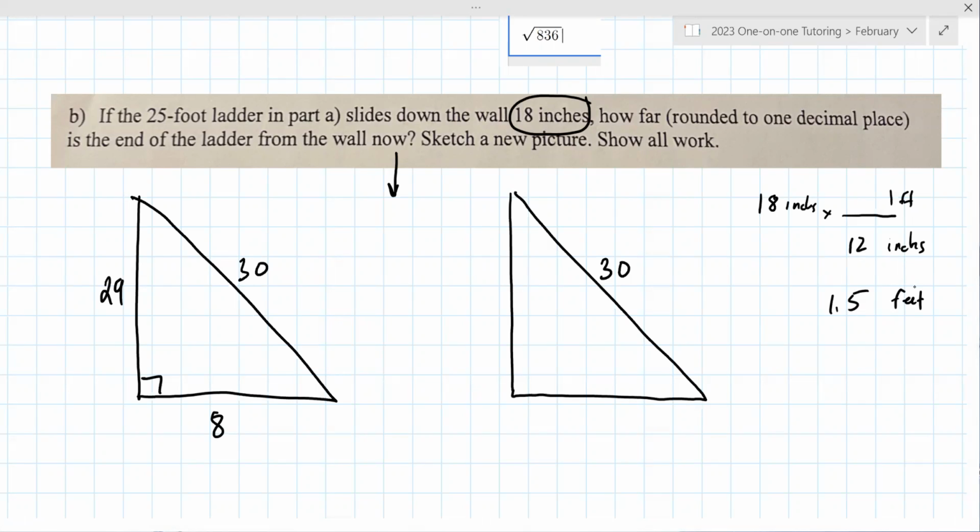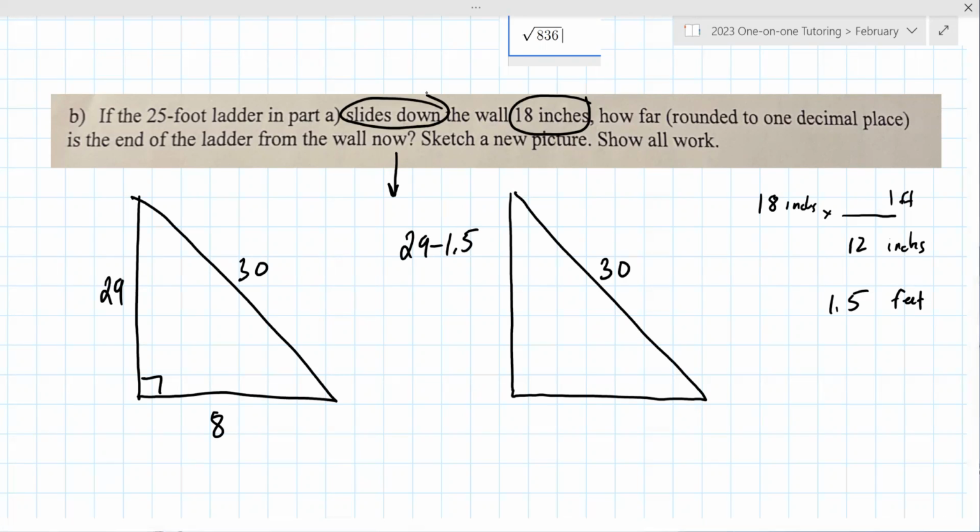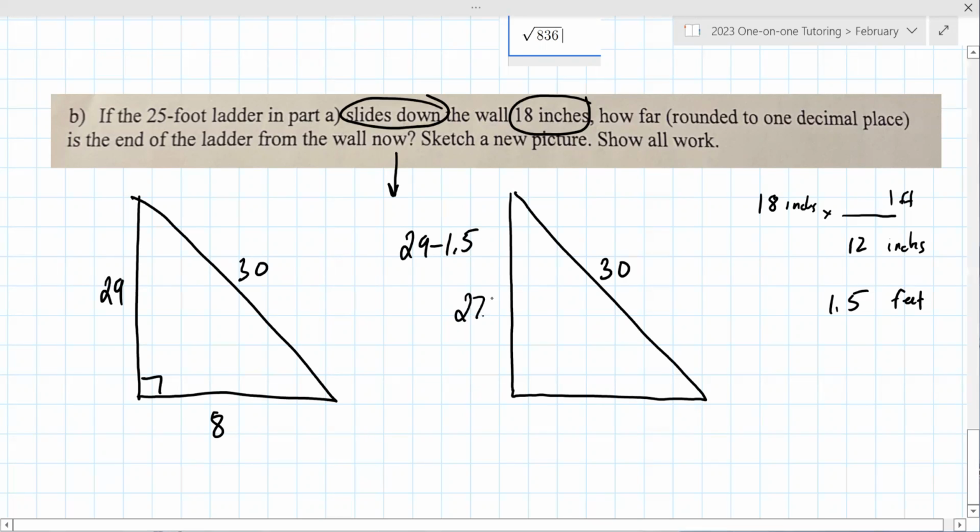Okay, so instead of being at 29 feet, you have to subtract 1.5 from that because it slides down the wall. What is 29 minus 1.5? 27.5. That's right. So it's 27.5.